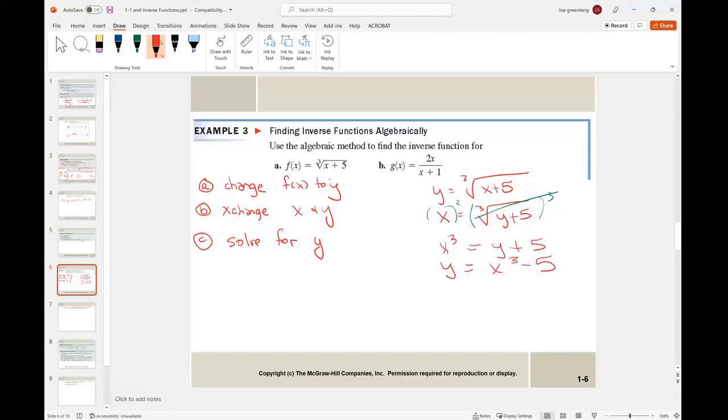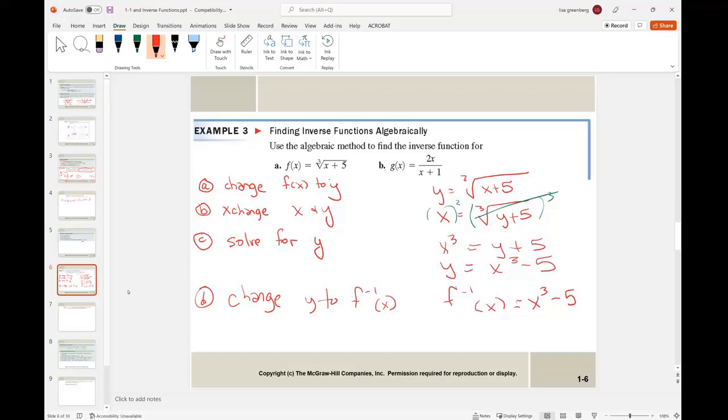I just switch the sides. And then the last step is just change Y to F inverse of X. Because I've switched the X and Y, I now have found my inverse function. So now I know that the inverse of the cube root of X plus 5 is X cubed minus 5. Okay?